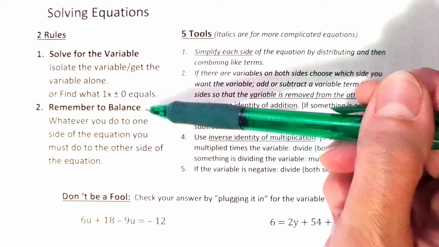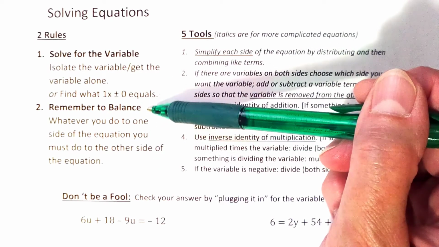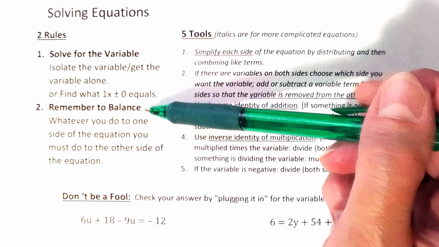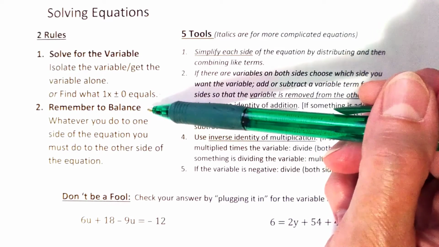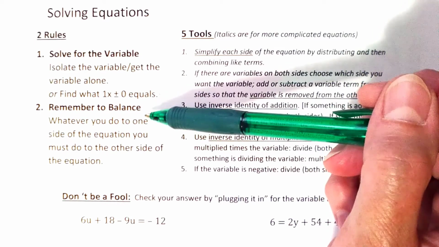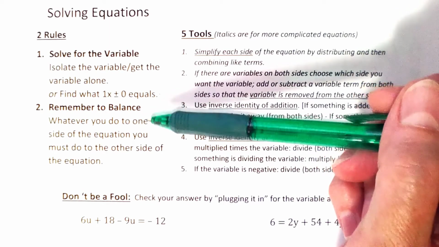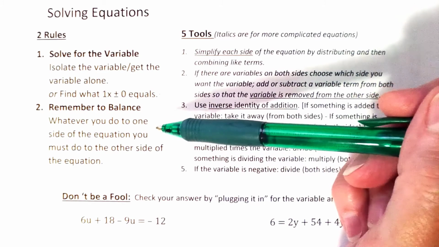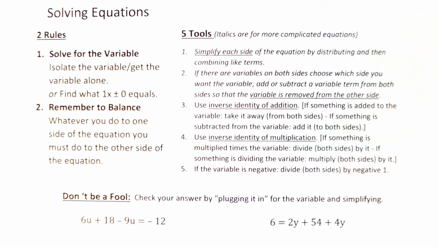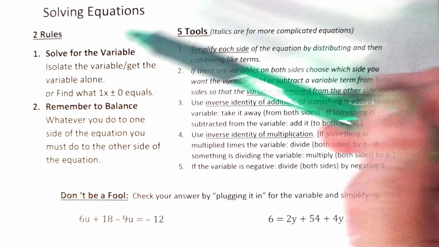Remember, balance. Whatever you do to one side of the equation, you must do to the other side of the equation. You can't just willy-nilly subtract something unless you're subtracting it from both sides, because that's keeping it equivalent. It's keeping that equal sign true. So those are the two rules.